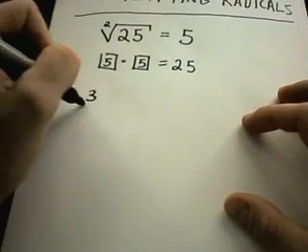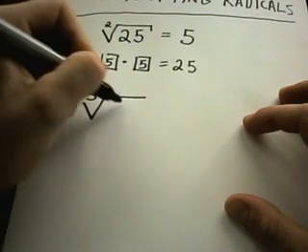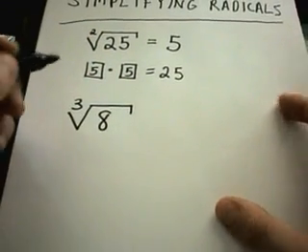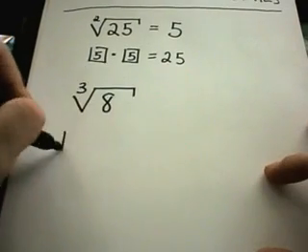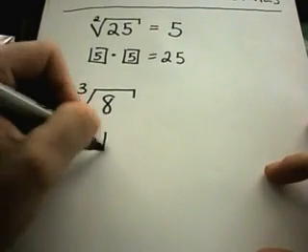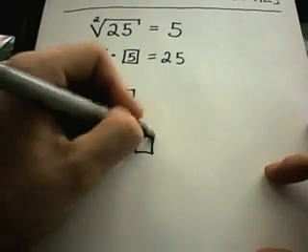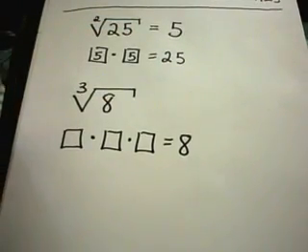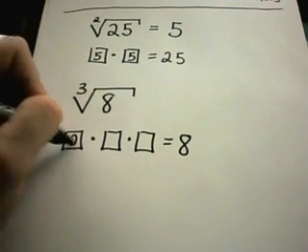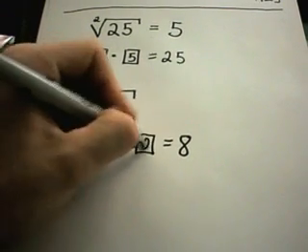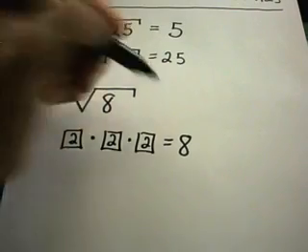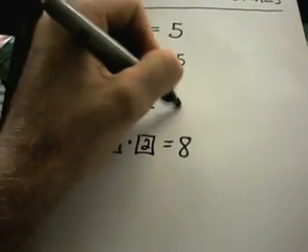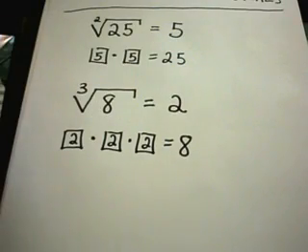Suppose we have the cube root of 8. Okay, so in this case it says I need a number multiplied by itself 3 times so that I get positive 8. Well, again, notice that 2 times 2 times 2 is positive 8, so we say that the cube root of 8 equals 2.